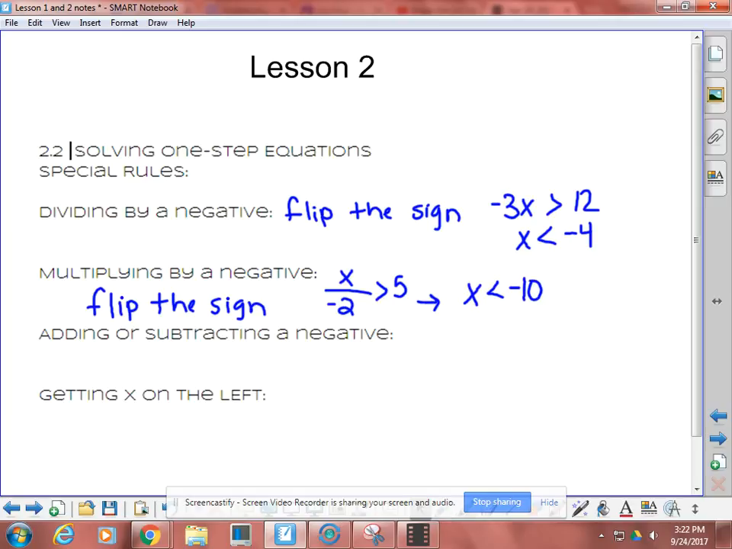An instance that you don't have is if you had 3x is greater than negative 12. This negative sign doesn't matter because we're not dividing by the negative. So this answer would be x is still greater than negative 4. Okay, so don't flip the sign on this. Addition or subtraction by a negative, keep the sign the same.